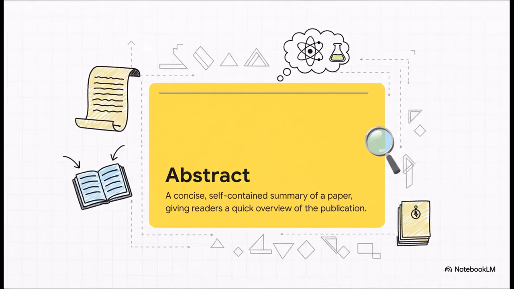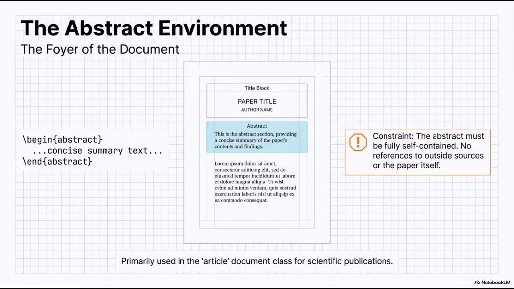For any kind of scientific or academic paper, the abstract is non-negotiable. It's the short, powerful summary that gives your reader a quick, bird's-eye view of your entire work. And in LaTeX, making one is so easy.